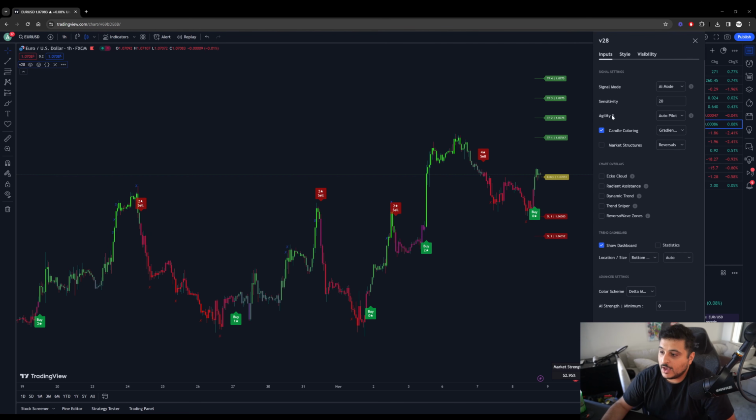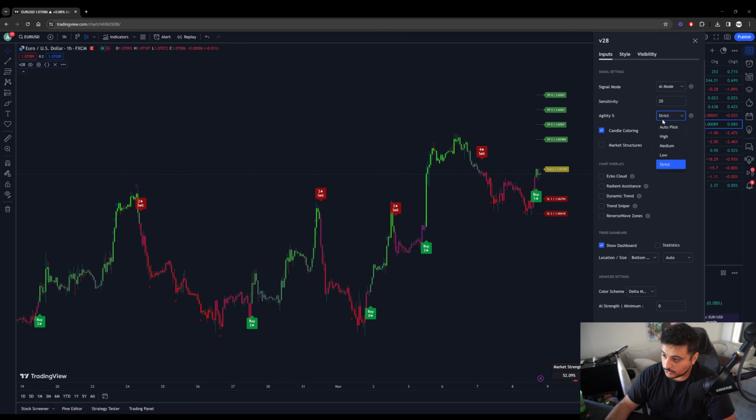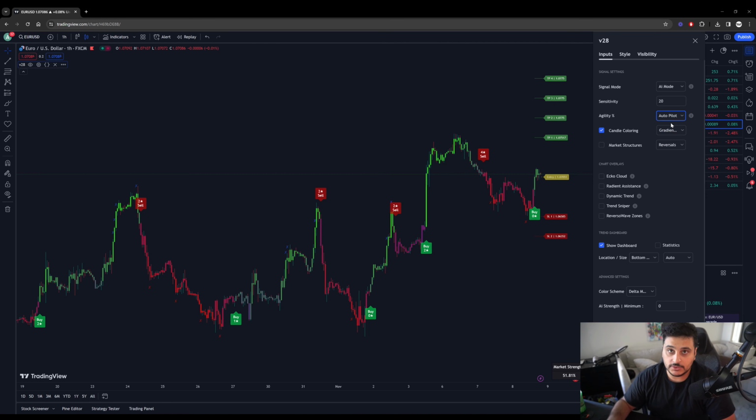Next up, guys, we have the agility percentage over here. I would recommend keeping this on autopilot, but if you are looking to play around with it, you can. I personally like autopilot, or I like strict, and this just changes the signals a little bit to make it a little more accurate if you know how to use it. But again, if you're a new trader, don't take this too crazy. Just set it on autopilot and forget, and you're going to get really good signals regardless.